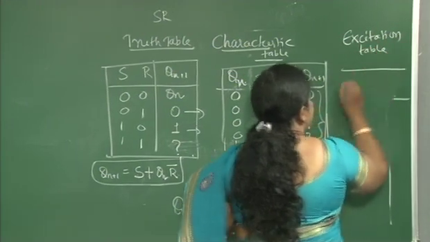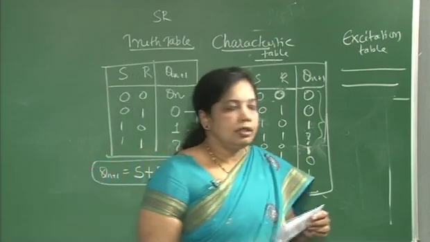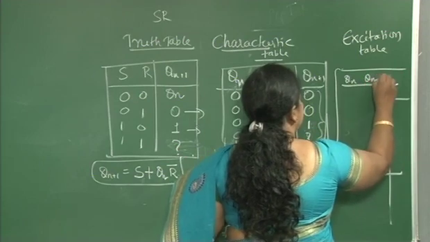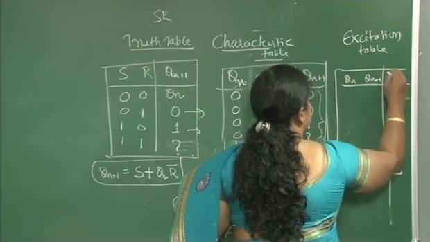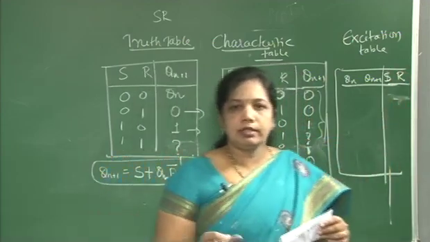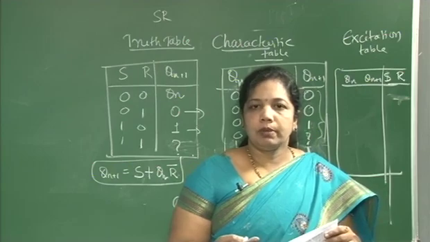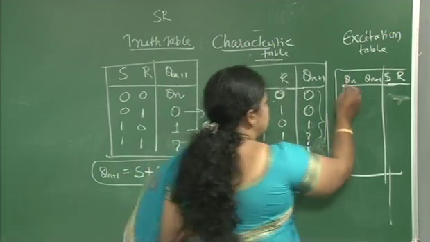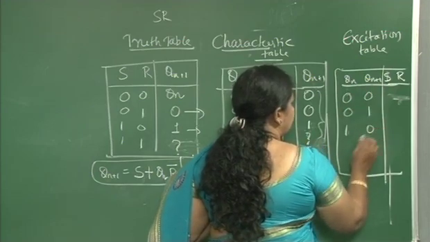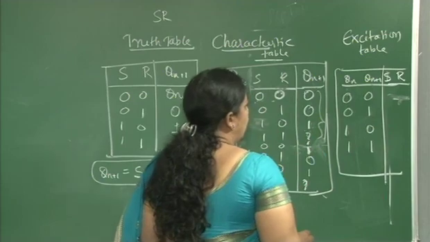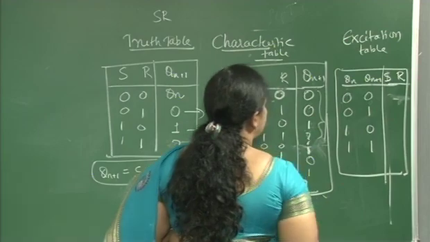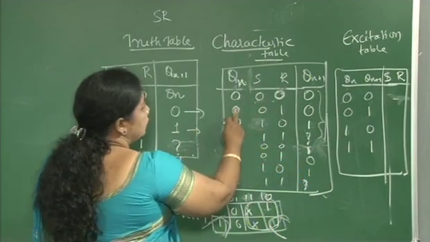So I am going to draw an excitation table. This is with respect to the present state and next state, and now I am going to decide, based on the present state and next state, what my inputs should be. Since we have 2 inputs, I will be generating 4 combinations. As you know, 0 0, and SR will be represented in terms of Qn and Qn plus 1.